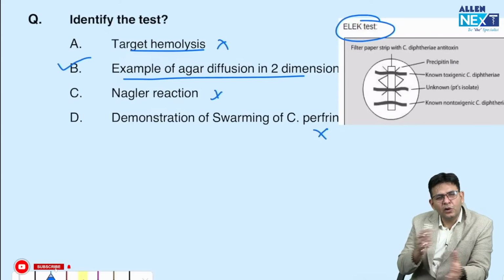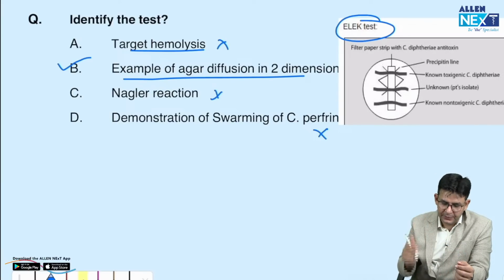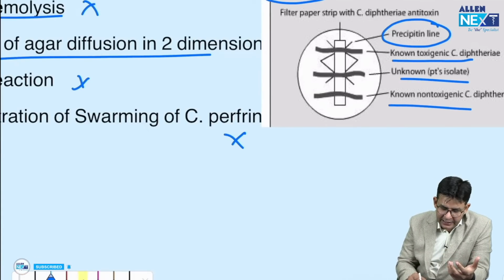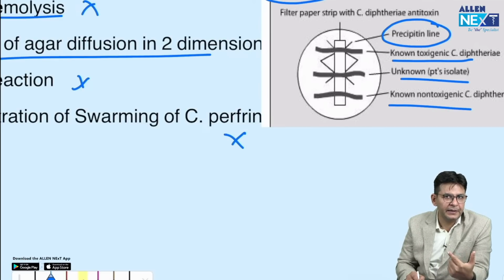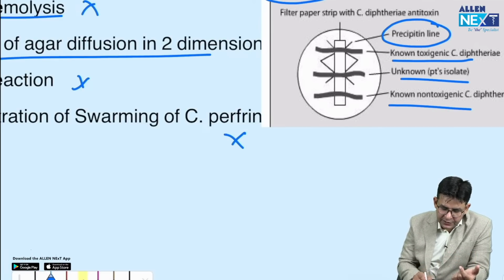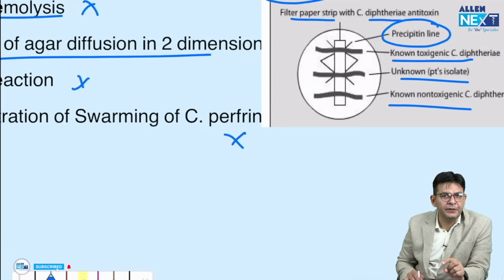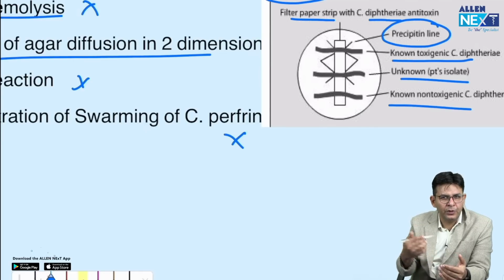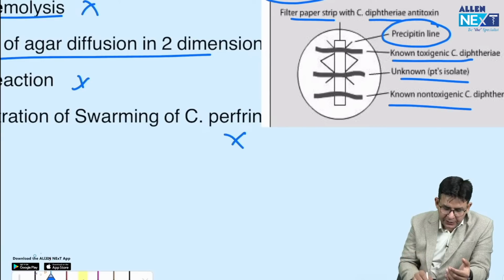And what is it? Toxin antitoxin action. It is toxin antitoxin action; it produces precipitation lines. As you can see in this, these lines are there. So you take a toxigenic strain as positive control, then the patient isolate, and a non-toxigenic Corynebacterium diphtheriae. Okay, and what you observe is, when this filter paper strip with the Corynebacterium diphtheriae antitoxin is taken and you produce these 3 lines, positive control, negative control, and the patient line, you observe the formation of these precipitin lines.